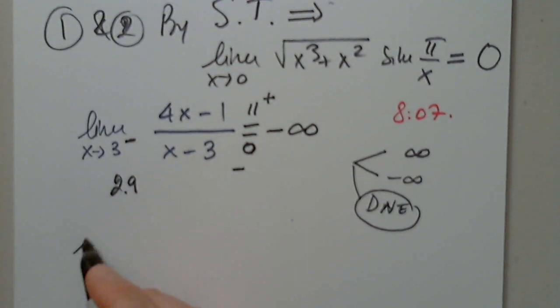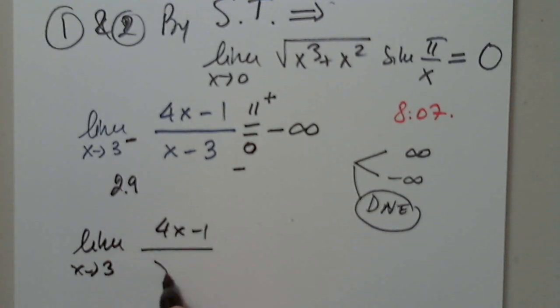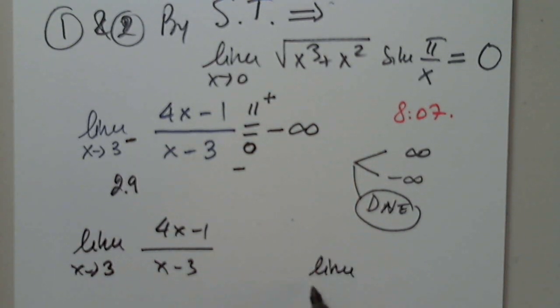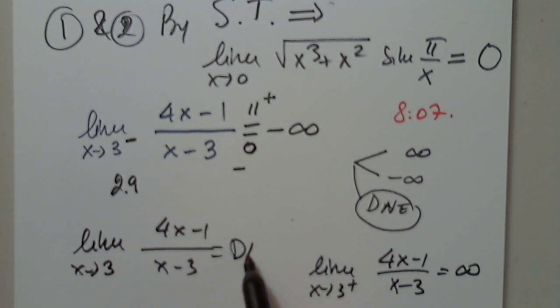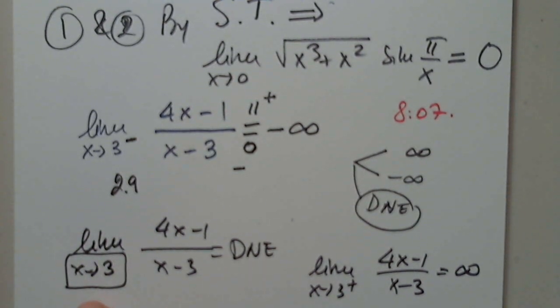If I had the limit as x approaches 3 of (4x minus 1) over (x minus 3), I would have had to calculate both sides. One of them is negative infinity. The other one, 3 from the right, is positive infinity. Therefore, here I have to write DNE, but it's specifically from either side.